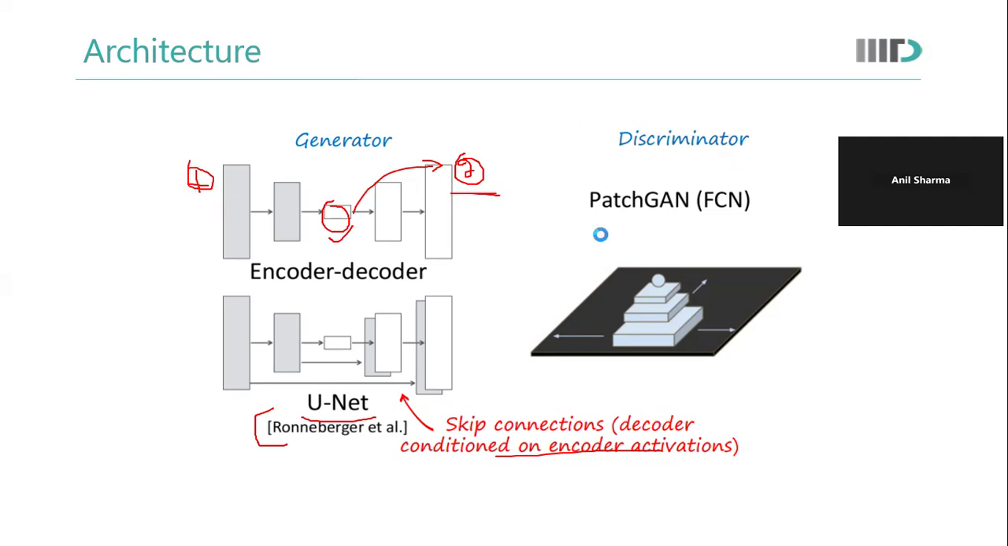And the discriminator is nothing but a PatchGAN, which takes two images as the input, and it will say whether they correspond to the same particular pair or not.